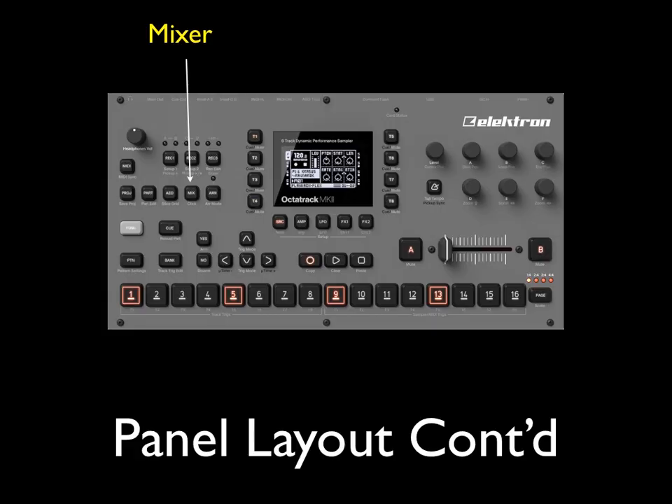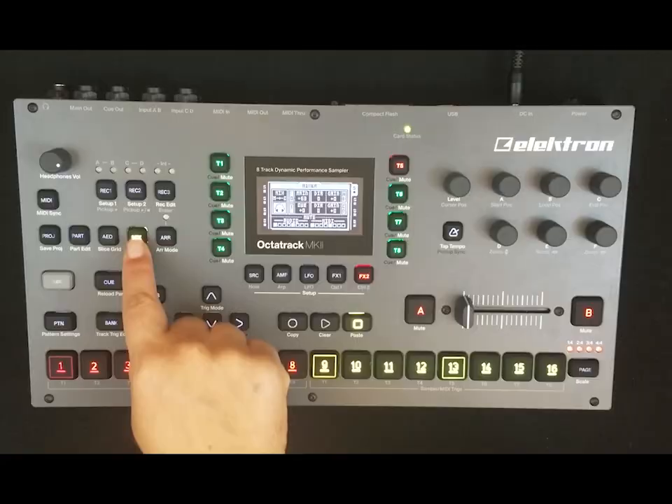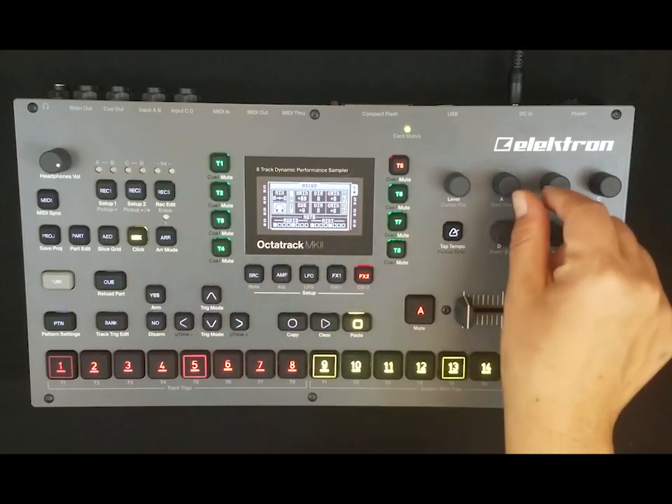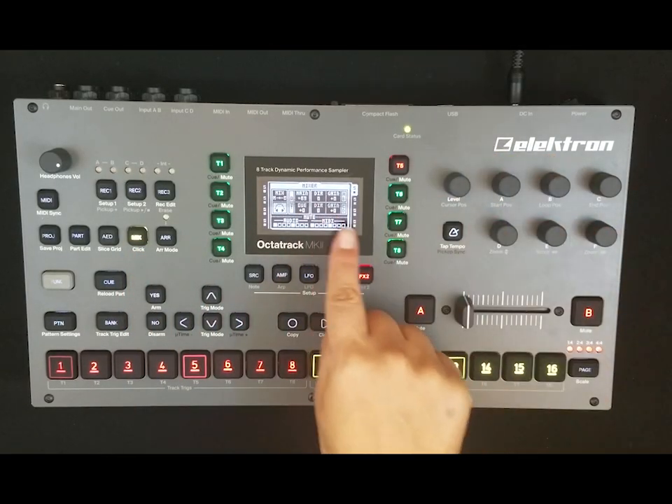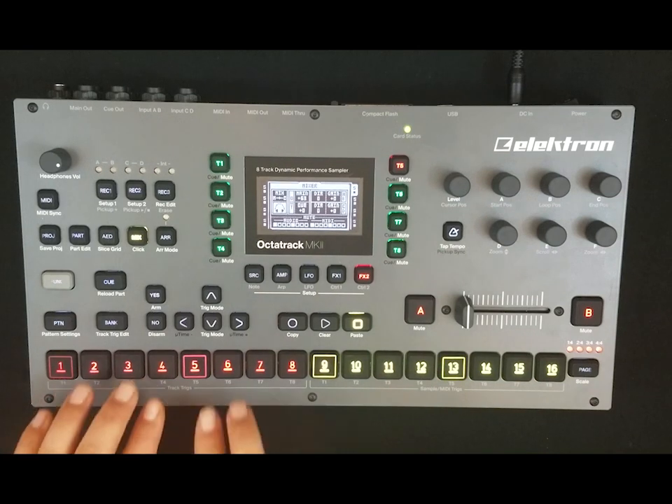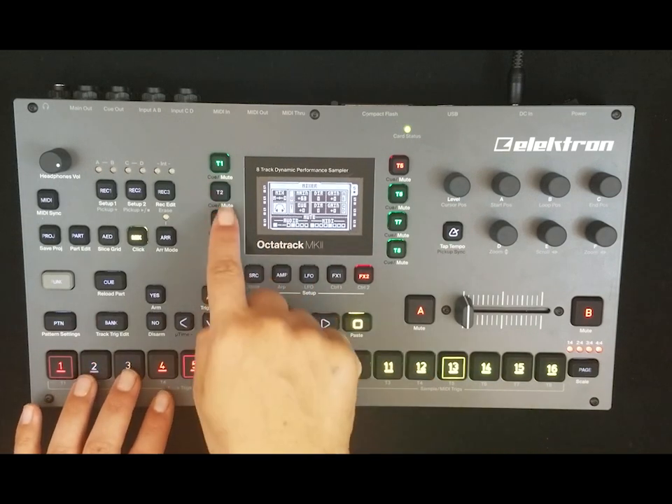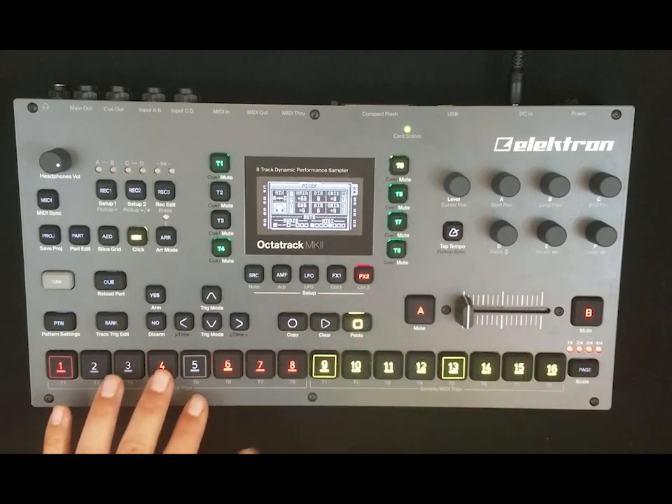The mixer button gives you quick access to the mixer mode. In this setting, the headphones output and inputs A, B, and CD can be controlled. When this menu is active, tracks can also be muted and soloed by pressing the corresponding trig keys.